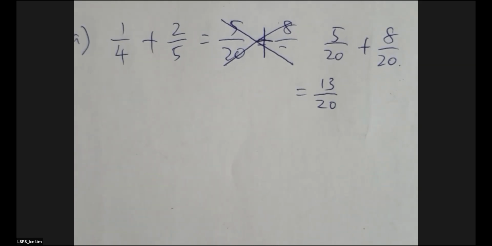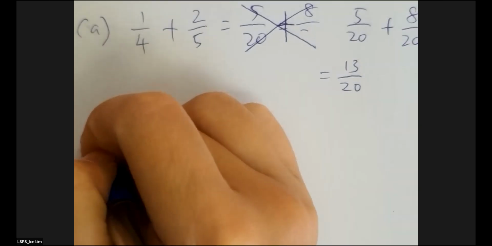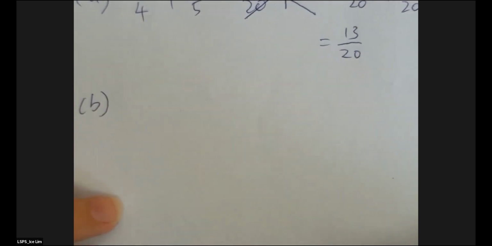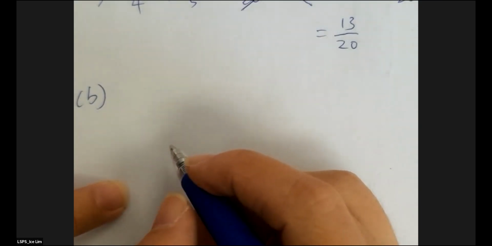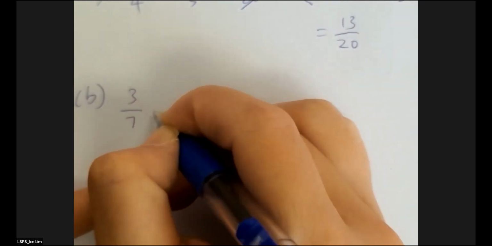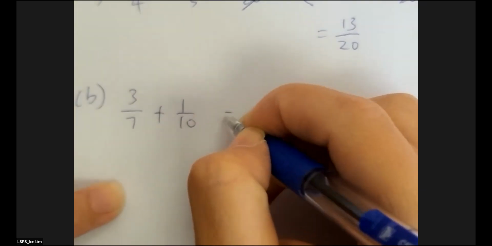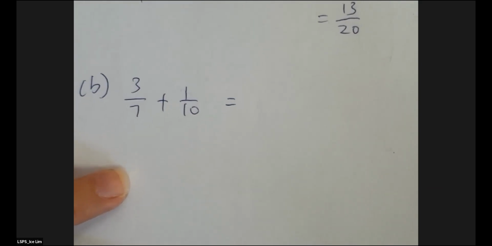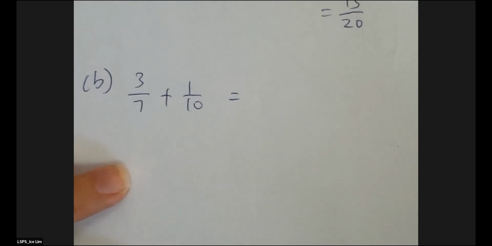Possible, huh? Okay, let's see who's the fastest now. Seems like I cannot give you 10 seconds. You are too fast already. 5 seconds, is it? Okay, 6 seconds. 3/7 plus 1/10. 6 seconds, ready? 1, 2, 3, 4, 5, 6.